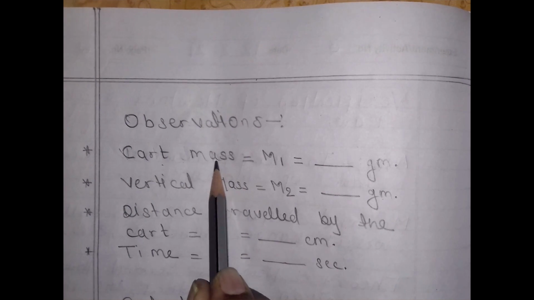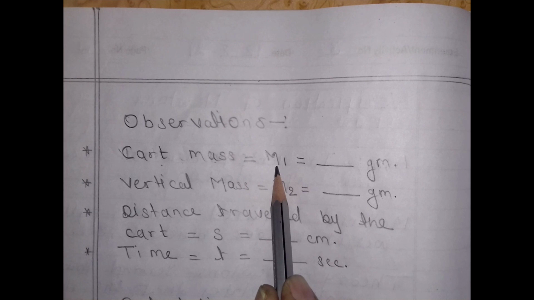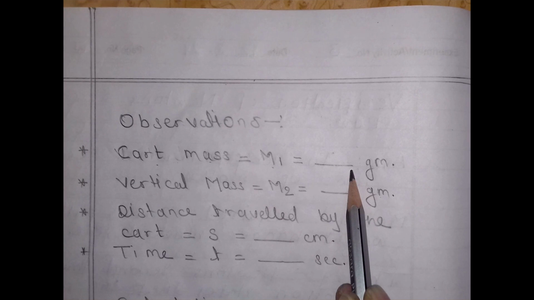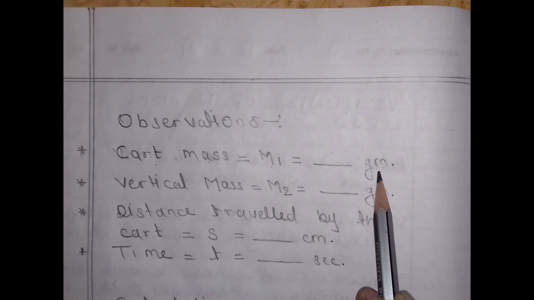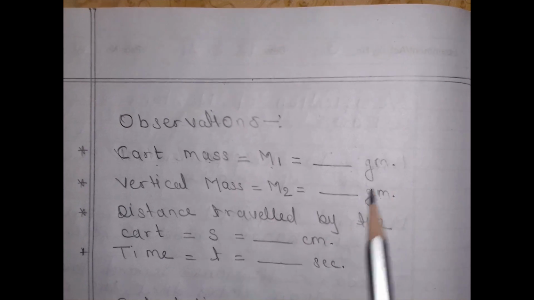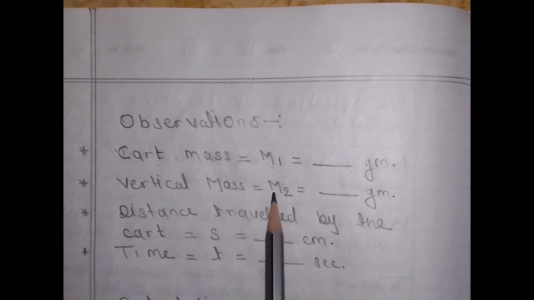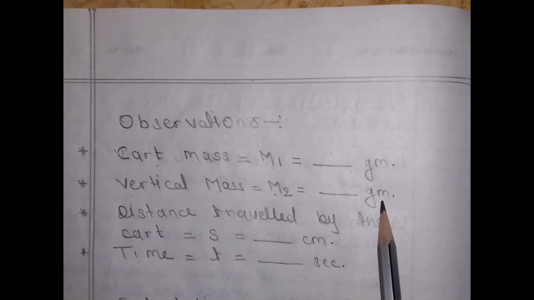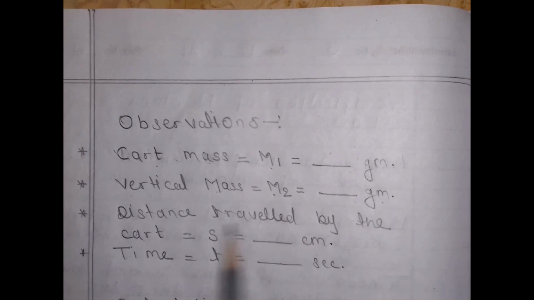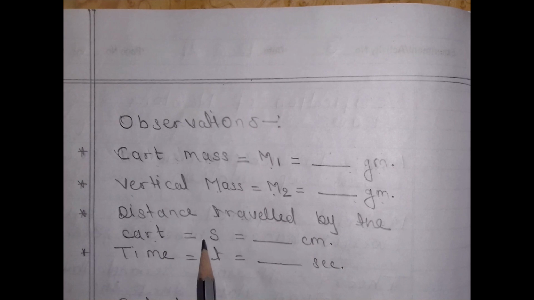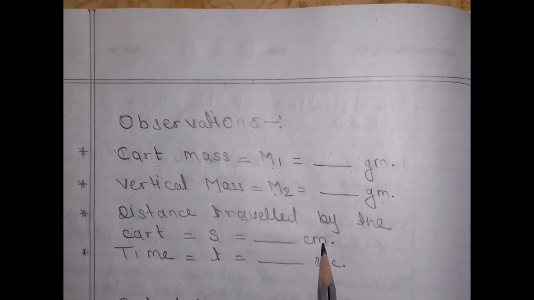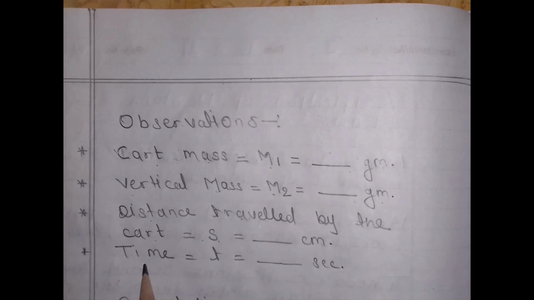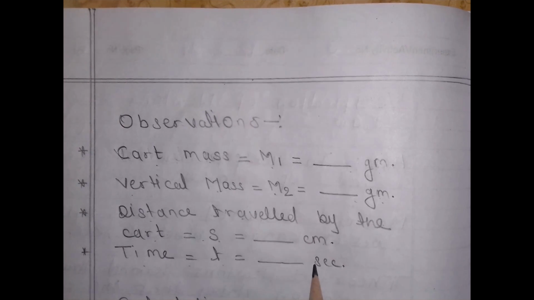Cart mass is represented by m1. Write it down here. It is in gram. Vertical mass is represented by m2. Write it down here. It is also in gram. Distance travelled by the cart is represented by s. It is in centimeter. Time is equal to t seconds.